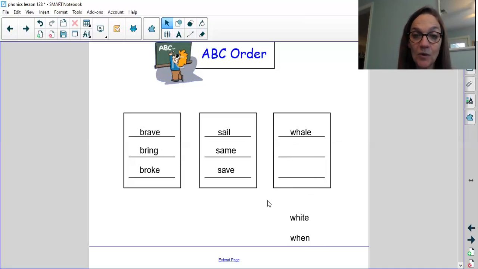Okay, now which one would be next in ABC order, the I or the E? A, B, C, D, E. It's the E, so I'm going to put when next. And then last, I will put white. Okay, so that's ABC order there.